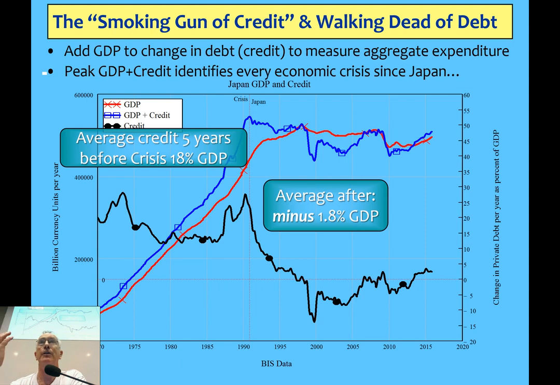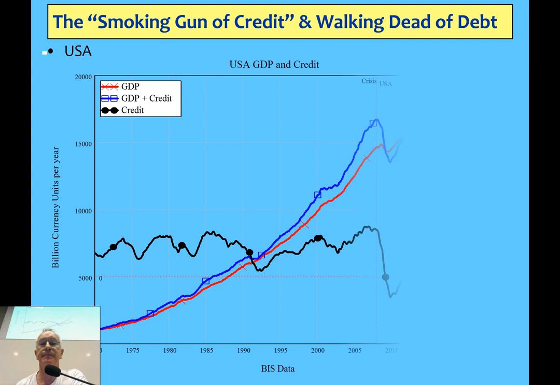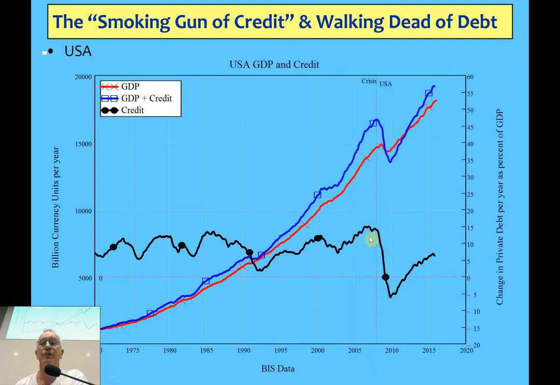And given that credit in Japan is mainly devoted to corporate expenditure, this is why Japanese corporations have lost the race with American corporations in innovation in the last quarter century. This is the USA. Not as extreme a level of credit, 15% of GDP versus 27% at the peak, but the same basic story.